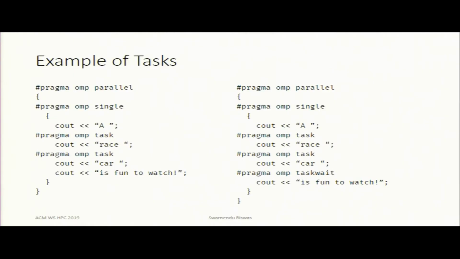So here is another example. We have a #pragma omp parallel region, right? And then I have a #pragma omp single. That means there is only one thread that will execute this block, right? How is single different from master? #pragma omp master, #pragma omp single. How are they different?